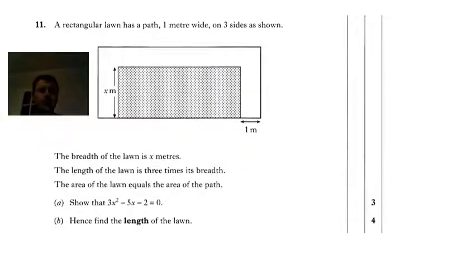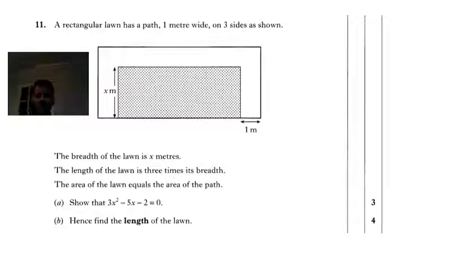Hi guys, so I thought I would show you one of these problem solving ones that can come up in quadratics as well. And this is a particularly difficult one, and I picked this one because it's a wee bit cryptic as well as being a quadratic one that people find difficult. So we've got a lawn here. It says the breadth of the lawn is x metres, the length of the lawn is 3 times its breadth, the area of the lawn equals the path, show that 3x squared minus 5x minus 2 equals 0, and hence find the length of the lawn. And it tells you the path is 1 metre round all the sides.